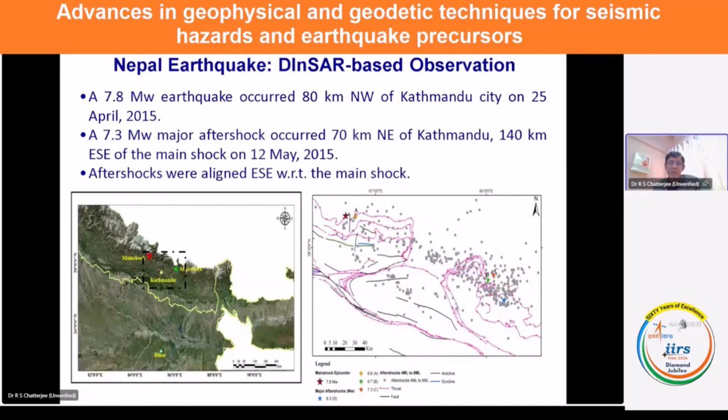For the Nepal earthquake, that is what I have perhaps discussed in the morning. So a 7.8 magnitude earthquake occurred 80 kilometers northwest of Kathmandu city. Okay, so here is the main shock, and here is the aftershock, a 7.3 magnitude aftershock, and see all the aftershocks are aligned in this particular direction. Okay, and there are very few aftershocks or no aftershocks on the western side, but only on the eastern side. So it says something very, very unique. Okay, and all the damage happened only towards the eastern side. Okay, so this is how the rupture has propagated, and finally the rupture is not exposed to the surface. That is also very interesting.